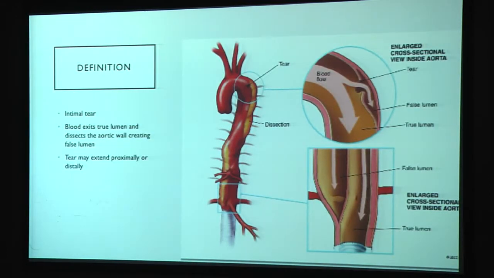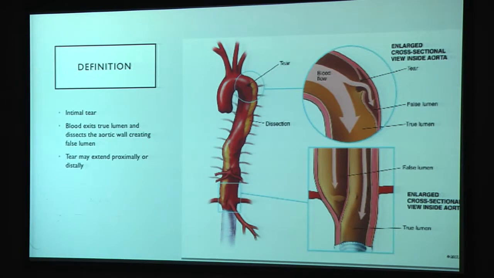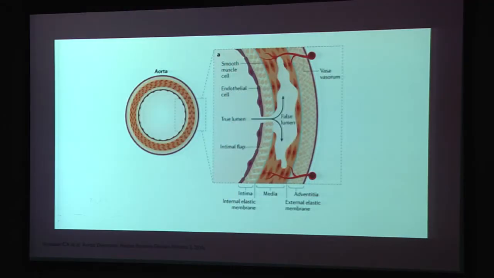And really what aortic dissection is, is some sort of an intimal tear where the blood exits the true lumen and then dissects the aortic wall, creating this false lumen. You can see in the top circle up there the intimal tear that has occurred, and then the blood going from the aorta into the false lumen, and that creates that dissection. And that dissection can be either proximally or distally from that tear. So it doesn't have to just occur where the tear occurs and then go distally. It will go both ways. And again, you can see here how the blood leaving the true lumen really can dissect both proximally and distally from that site.